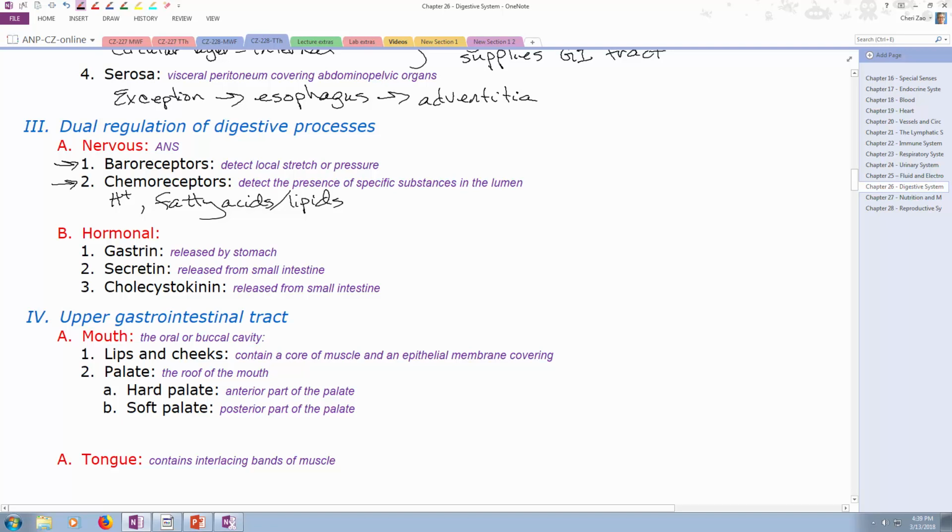Hormonal. We have three hormones that I would like you to know about that are associated with the gastrointestinal tract: gastrin, secretin, and cholecystokinin. Cholecystokinin is often abbreviated CCK. Let's go ahead, since I'm on cholecystokinin. It is released from the small intestine as well as secretin is. Both of these will impact gastric juice production.